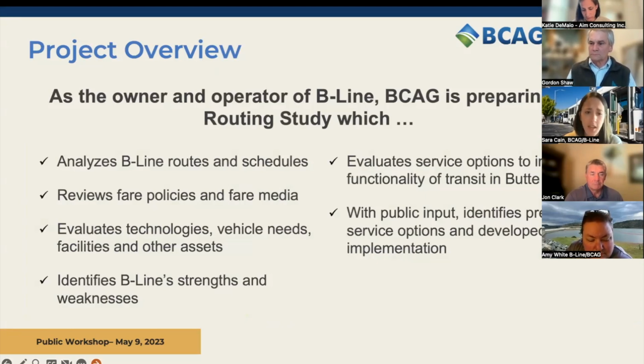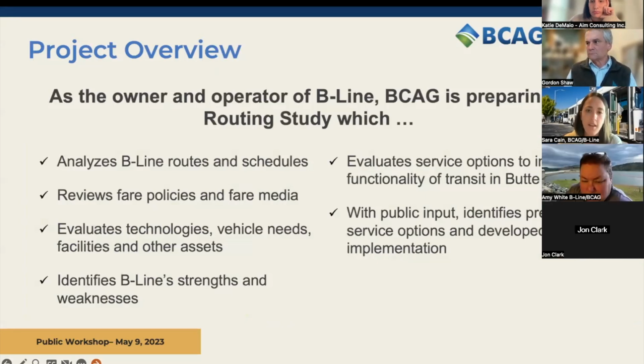Also, we're looking at our strengths and weaknesses, hoping to hear from you all on that. And looking at evaluating service options to improve the functionality of transit in Butte County. That's really the main meat of this project. And also with the public input, it's looking to identify preferred service alternatives and developing a plan for implementation.